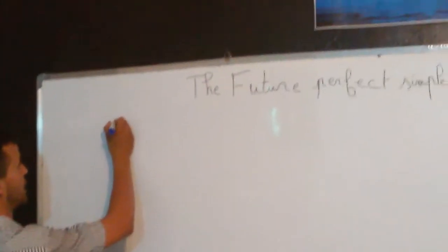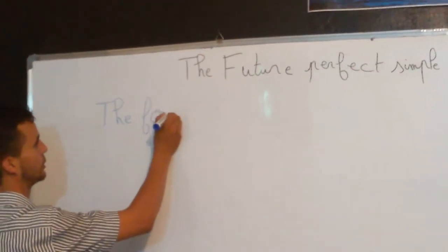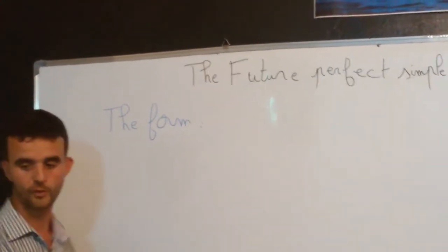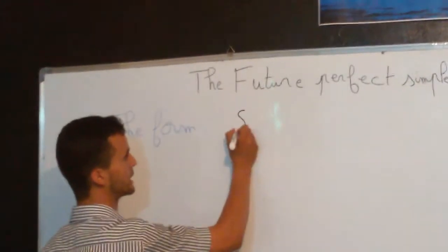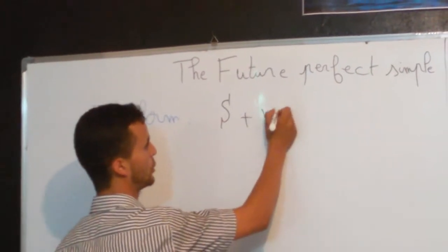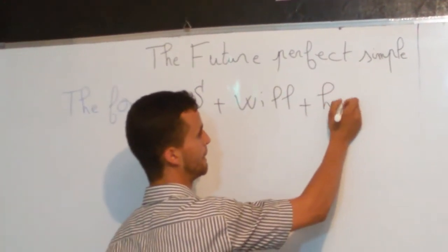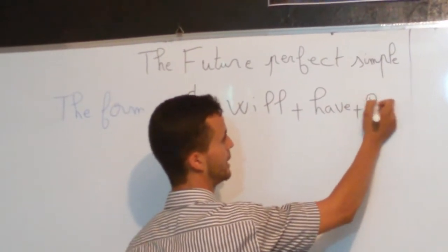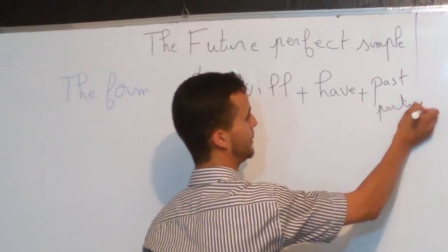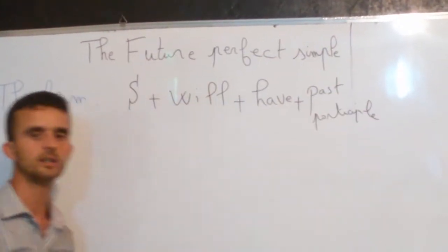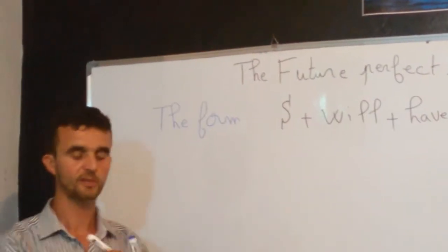So the form of the future perfect simple is like the following. The affirmative form is subject plus will plus have plus the past participle of the verb. The past participle of the verb is the third verb in the list. Alright, so this is the affirmative form.